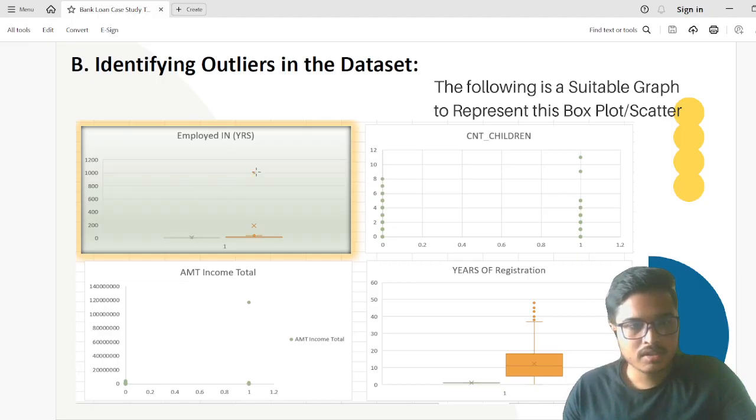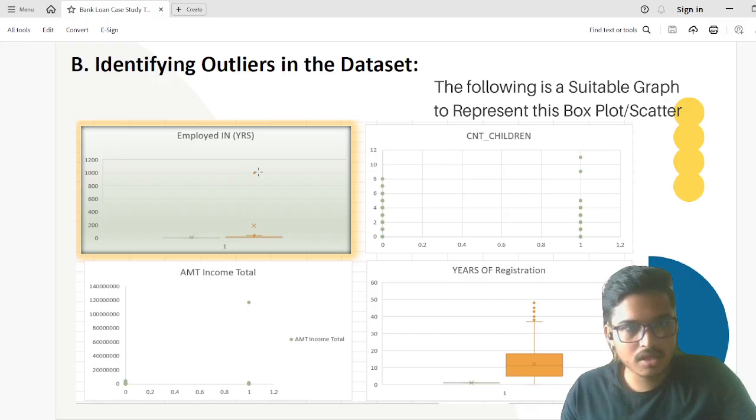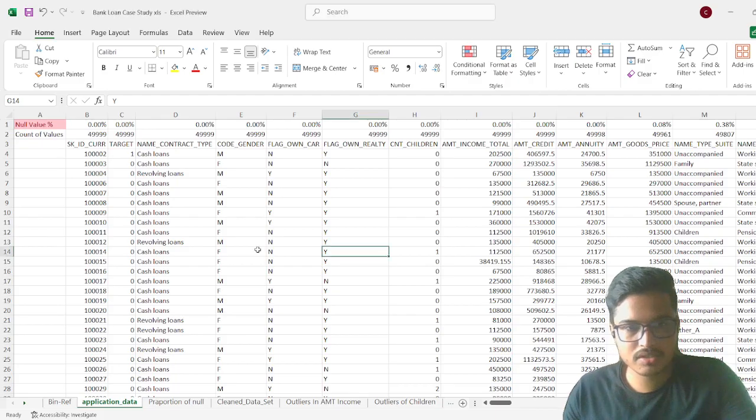We can see that a person here is employed for 1001 years, and this is the value that many people... I found when I realized this. Give me a second. Okay, this is the actual set.